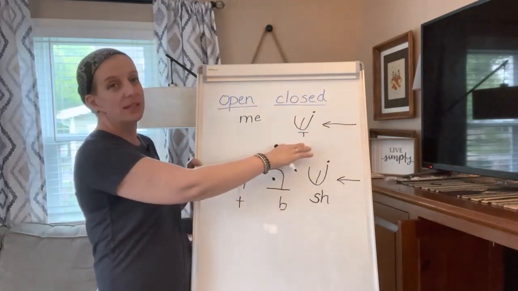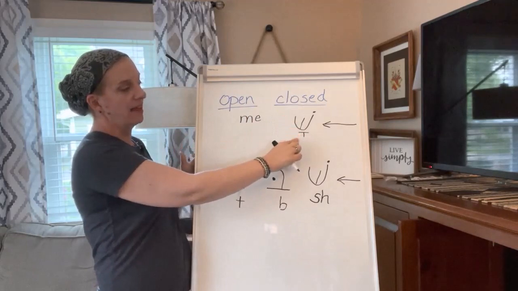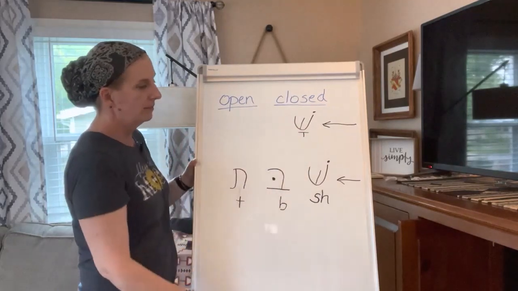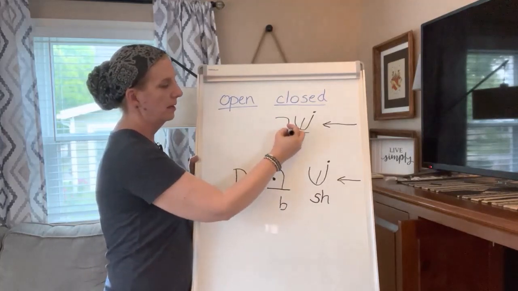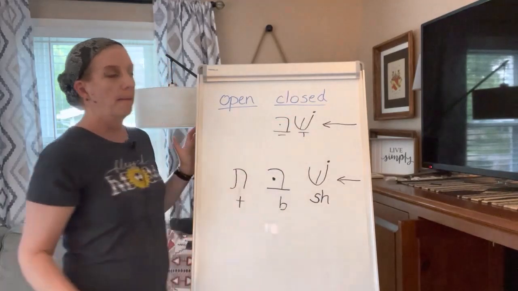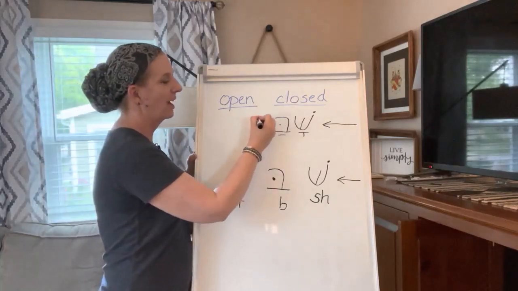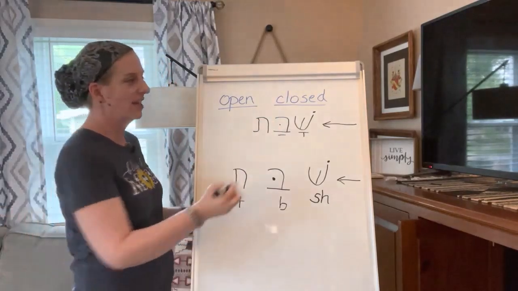So an open syllable has the consonant and then a vowel underneath it. So Shah. Now let's try another one. Let's try Shabbat. I had to close that one. I didn't even get a chance to tell you.